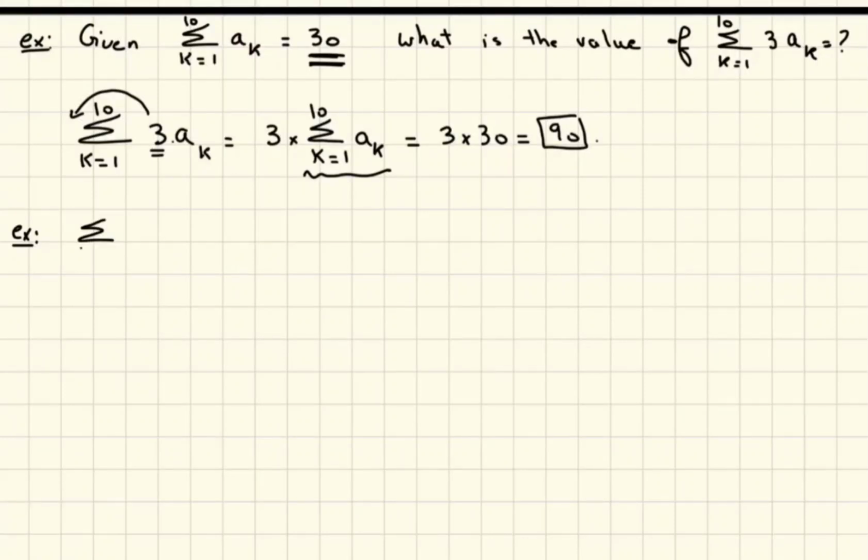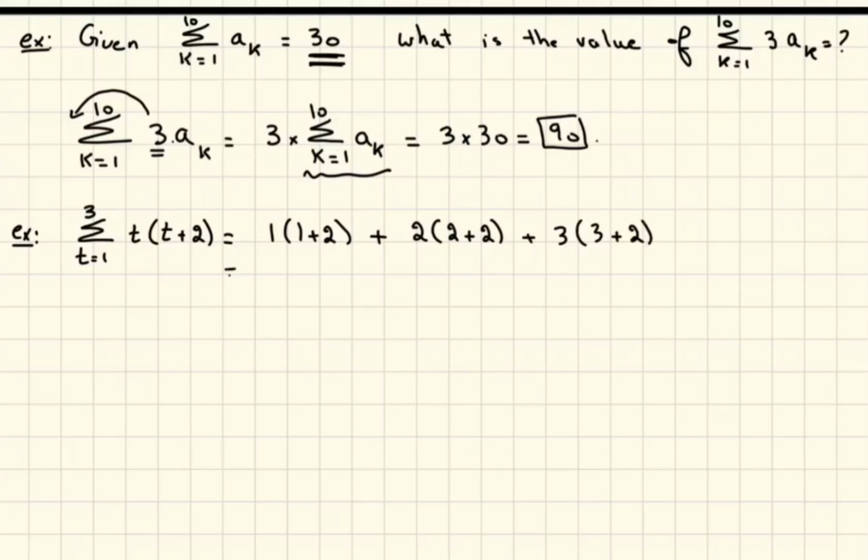If you're given sigma of t equals 1 to 3 of t multiplied by t plus 2, and you don't have a calculator for that, then I'll start replacing. So 1 plus 2, this is our first term, by replacing t by 1, plus, after 1 we have 2, so 2 plus 2, till I reach the n which is on top, 3. So I write 3 plus 2, and I evaluate.